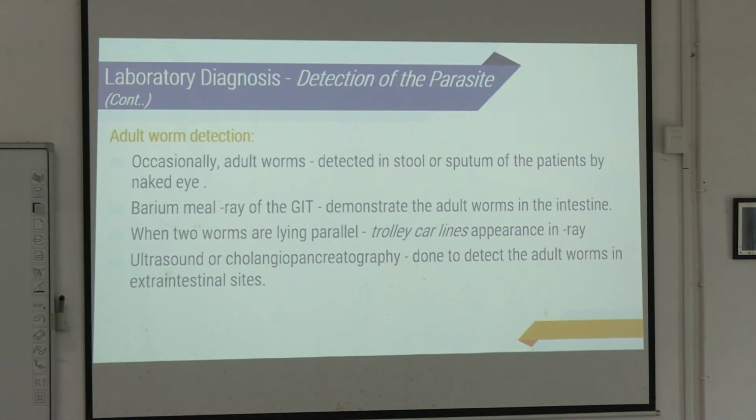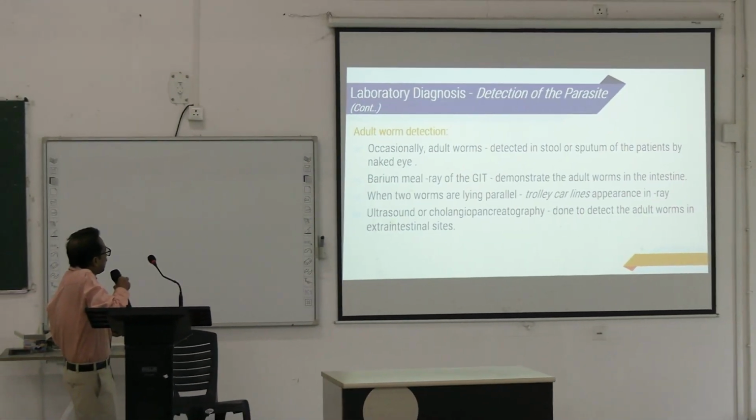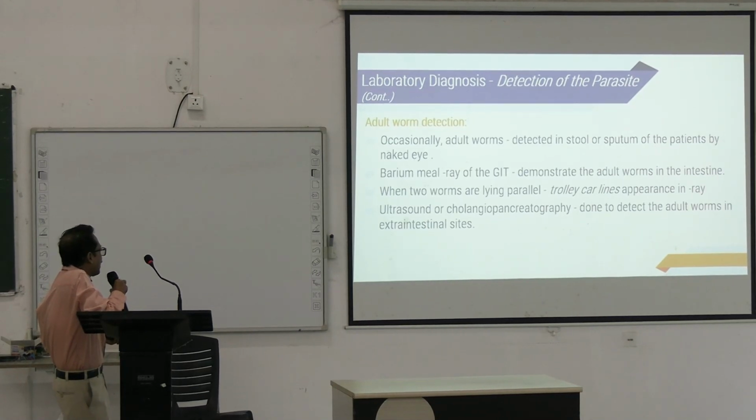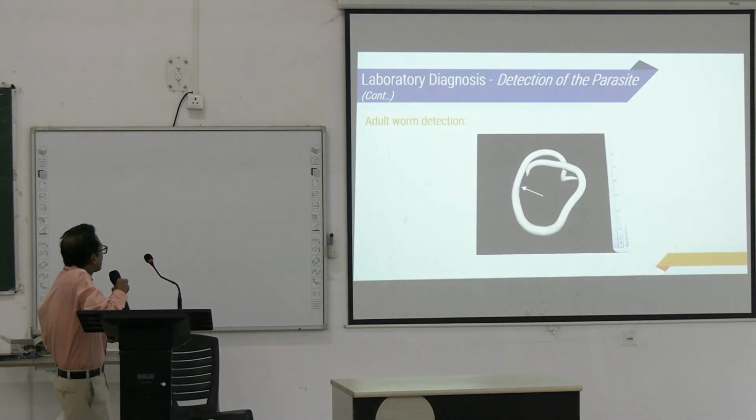Occasionally adult worms are detected in the stool or sputum. A barium meal X-ray may demonstrate the adult worm in the intestine. When 2 worms are lying parallel, a trolley car line appearance may occur in the X-ray. So this is the adult worm.